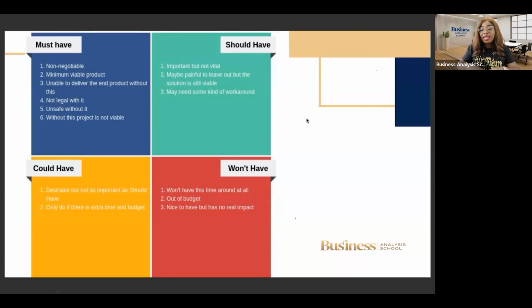That is, we won't have this requirement at all. We don't have the budget for it. We don't have the time for it. We don't have the capacity for it. We don't even have the skill set for it. It's a nice to have, but it has no real impact to the value.